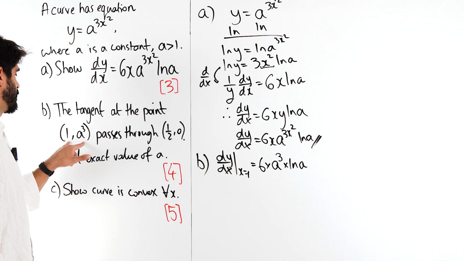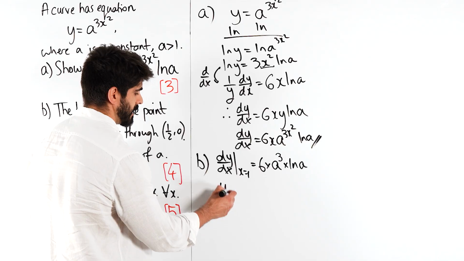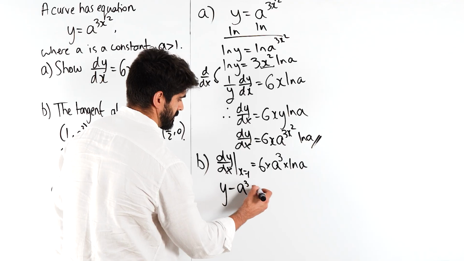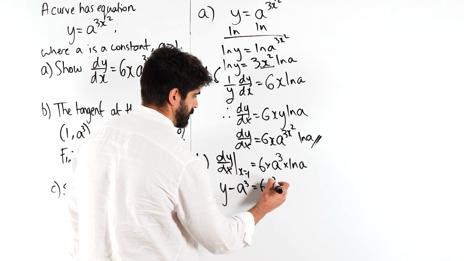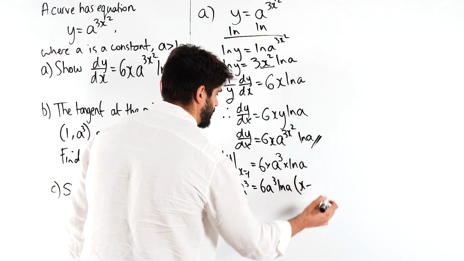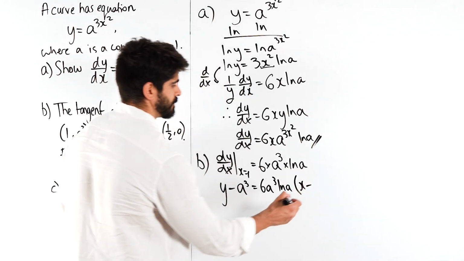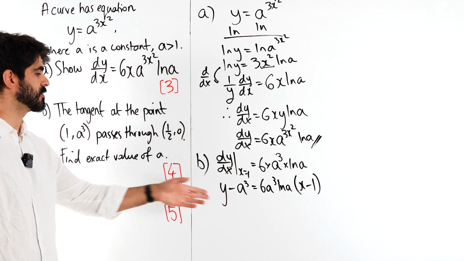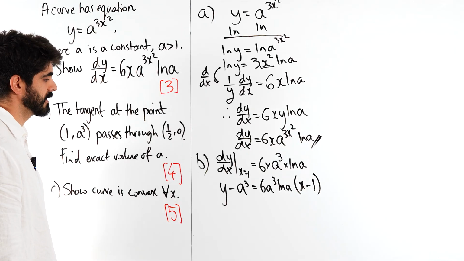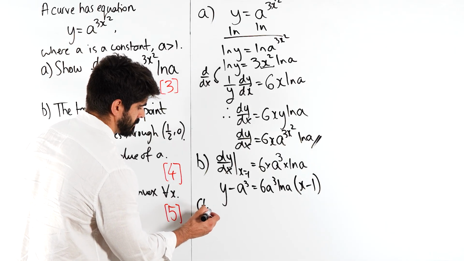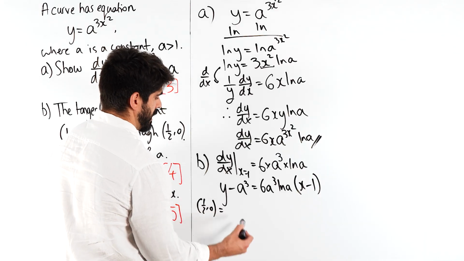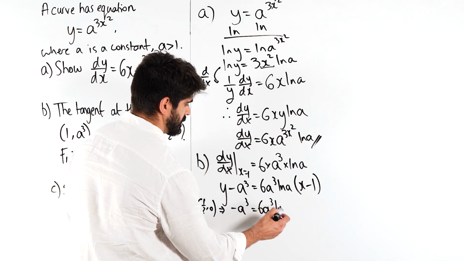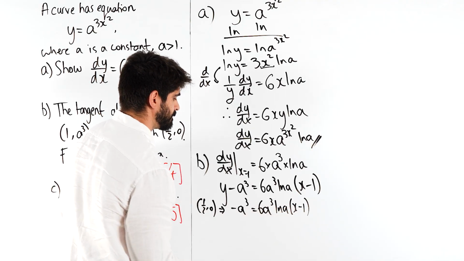And then we're going to do y minus y1. So we're going to do y minus the y coordinate, which is a cubed, is the gradient 6a cubed ln a times x minus the x coordinate, which you already knew is 1. Now you do not need to clean this up because we know it passes through a half, 0. We just sub it in and we can solve for a. So subbing in a half, 0, we get the y being 0, we get minus a cubed is 6a cubed ln a times x minus 1.